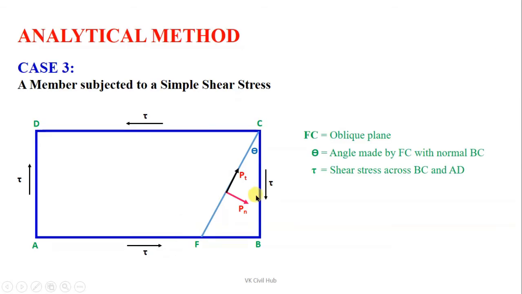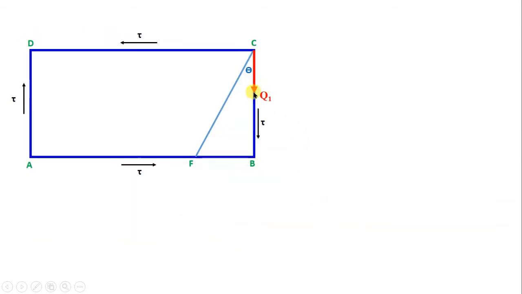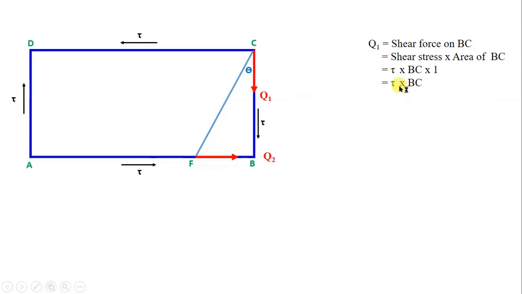Now you can see in this diagram a downward force Q1, that is a shear force Q1 acting along the face BC. If we convert it into a stress formula, it is shear stress into area of BC. We know that the shear stress is denoted by tau, and the area of BC is BC into 1, where 1 is your unit thickness. So Q1 is equal to tau into BC.